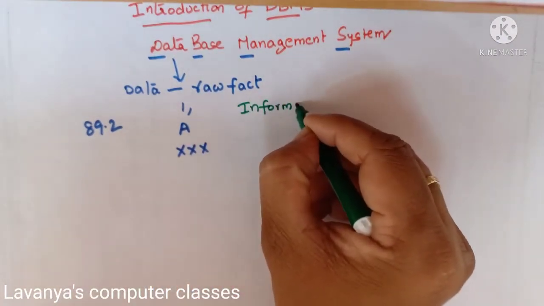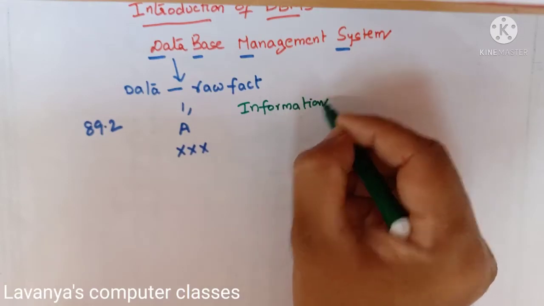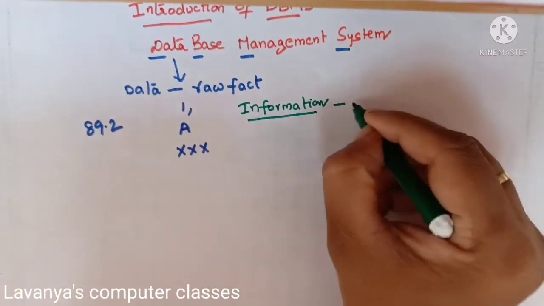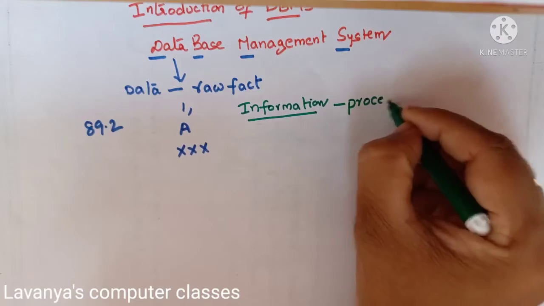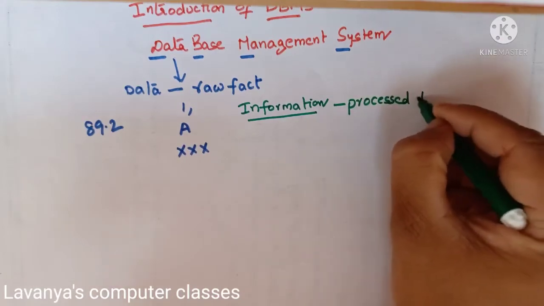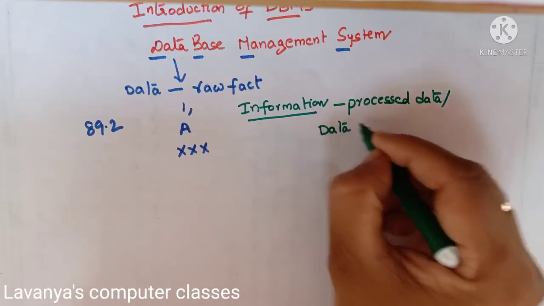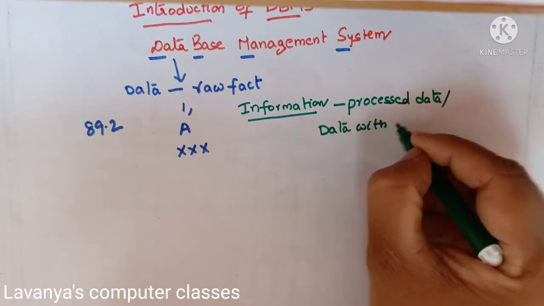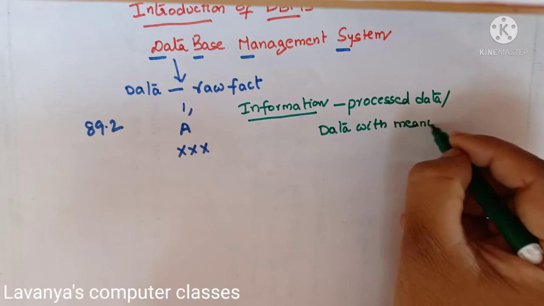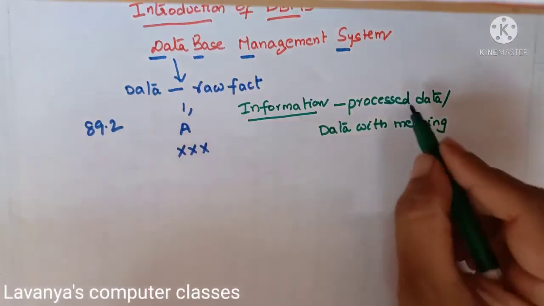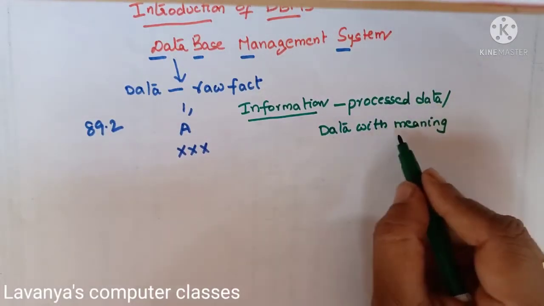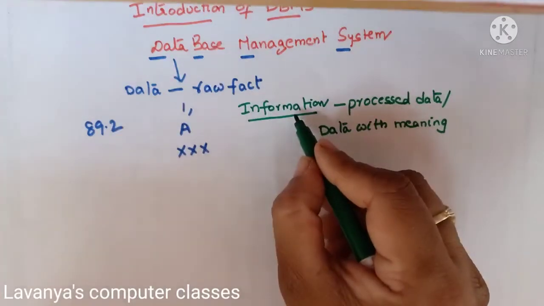So next one is information. This is also one more word. What is information? Information means processed data, or data with meaning. So the second word is information: processed data or data with meaning is called information.